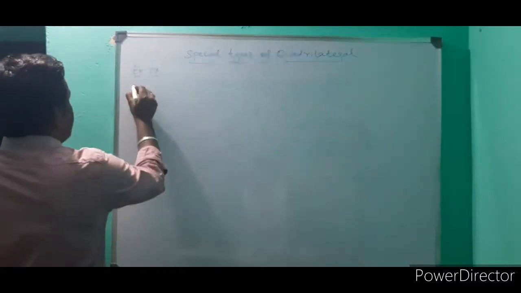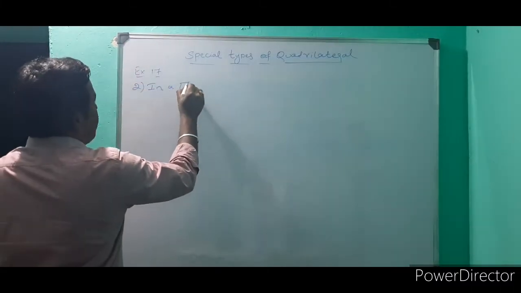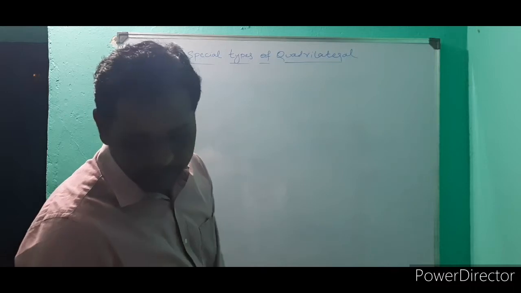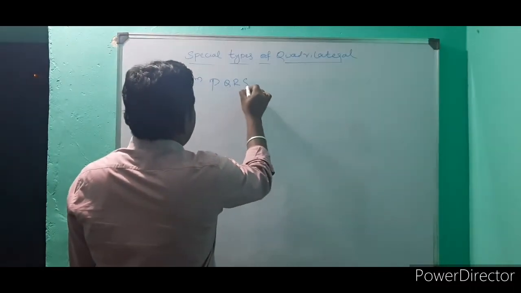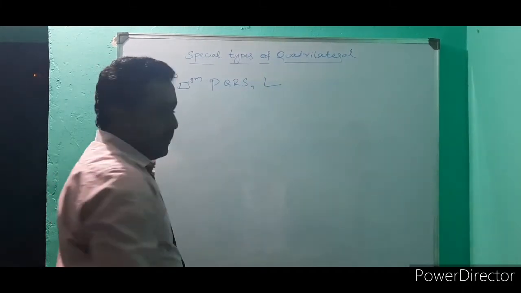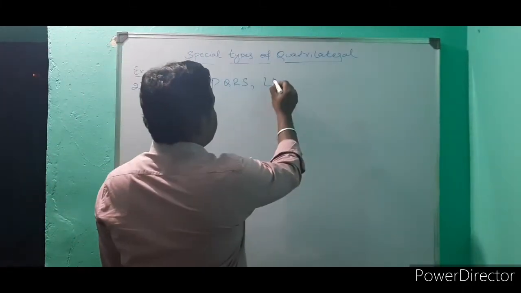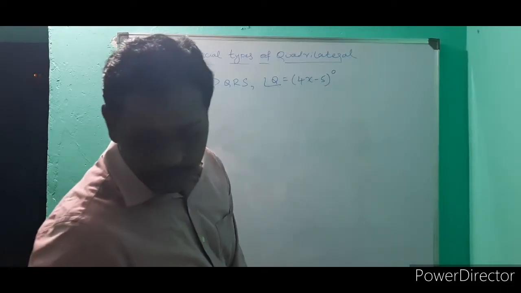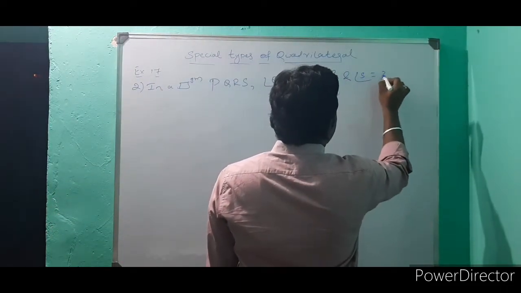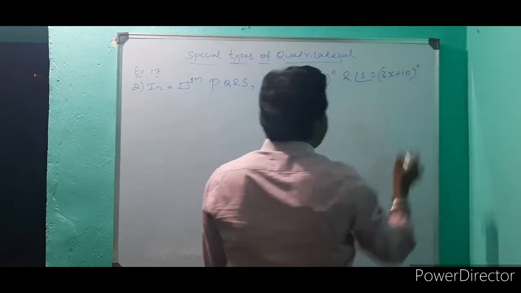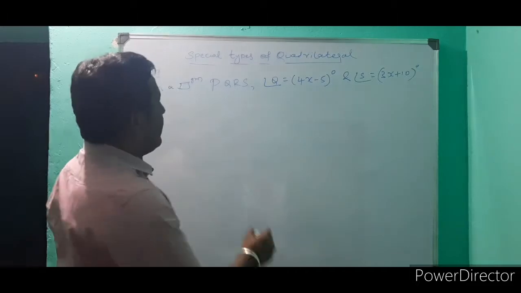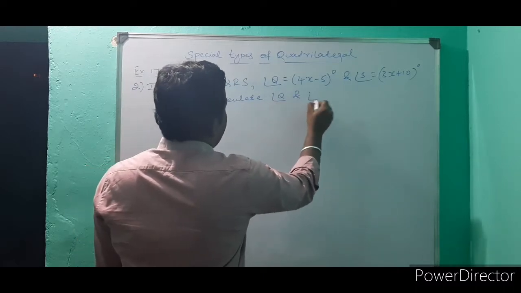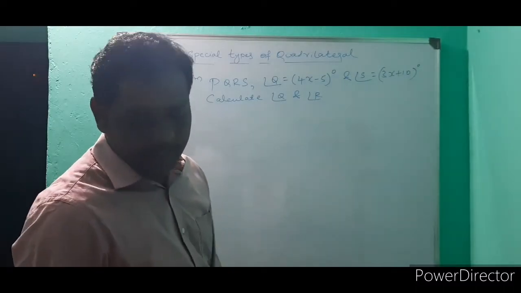Next problem. In a parallelogram PQRS, they are given angle Q is equal to 4x minus 5 degrees and angle S is equal to 3x plus 10 degrees. Calculate angle Q and angle R.